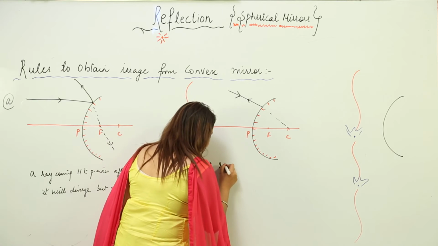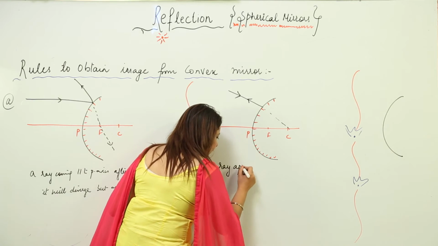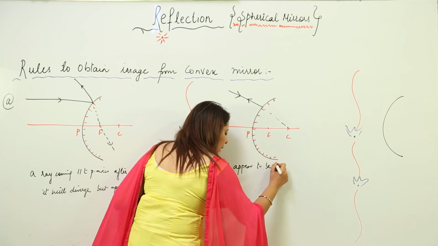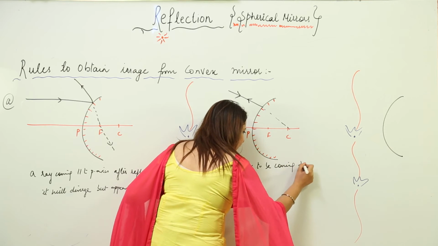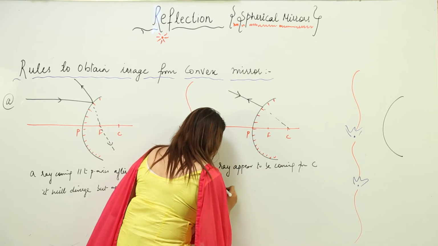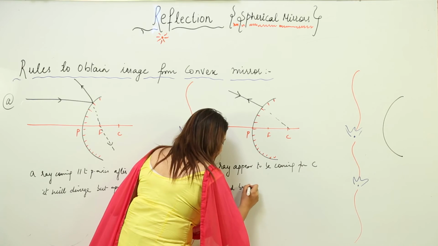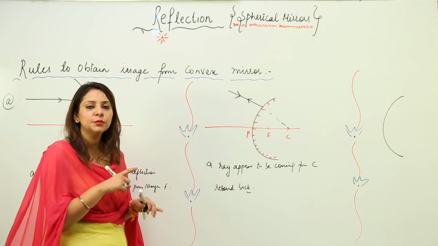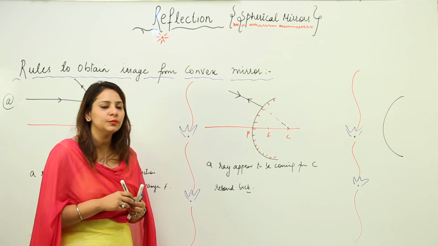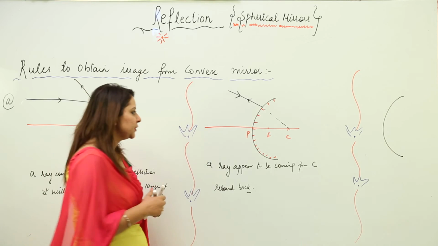So a ray appeared to be coming from C rebounds back. The same thing happened in that case also, but there the ray was actually coming from C and here the rays appear to be coming from C.